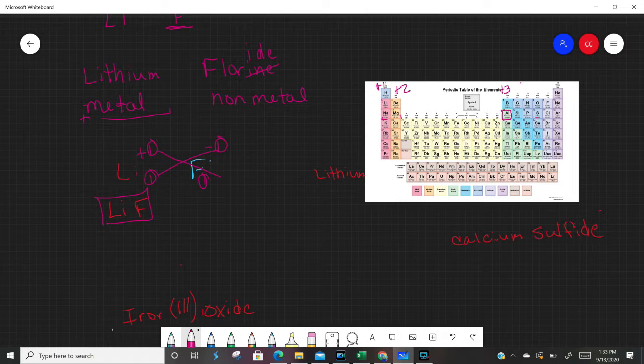Group 4, if it is a nonmetal, it will gain electrons. If it's a metal, it will lose electrons. So it can be plus or minus 4, depending. There's lots of weird rules with group 4. The next group will gain 3. It's easier to gain 3. It's going to take less energy to gain 3 than to lose 5. So it's going to gain 3 negative.